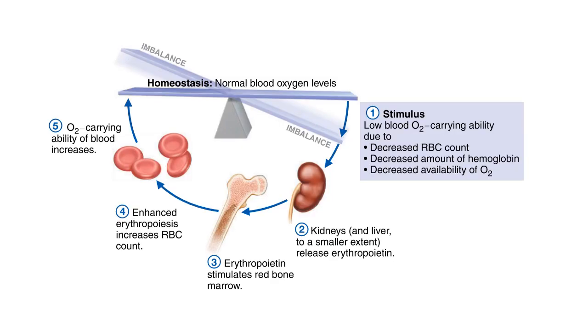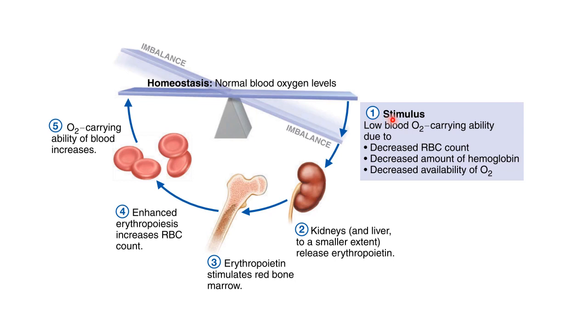So here I'm showing you the image of how the bone marrow regulates the amount of red blood cells in the blood. So number one, we start with the stimulus. And that stimulus is low blood oxygen carrying ability. So what triggers the bone marrow to produce red blood cells? That would be low oxygen in the blood. If there is low oxygen in the blood, then the bone marrow must compensate by making red blood cells so that the blood can carry more oxygen again. So how does that happen?